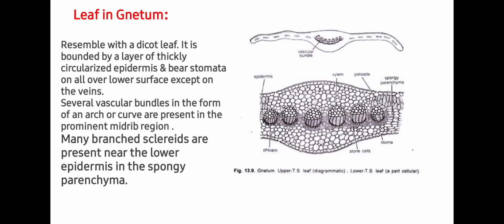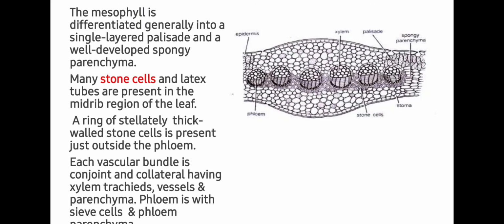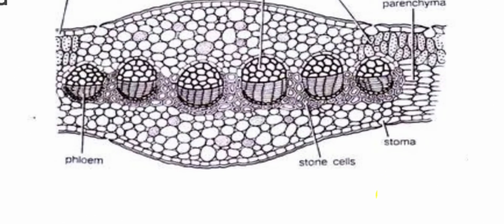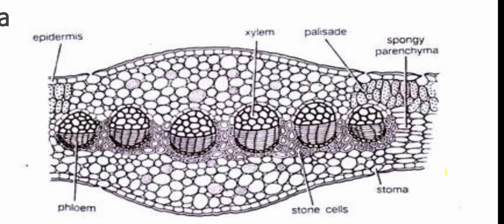If we talk about the anatomy of leaf in Gnetum, it totally resembles a dicot leaf. It is bifacial and vascular bundles are restricted to the midrib region and they are represented by an arc. Many branched sclereids are present near the lower epidermis in the spongy parenchyma. Mesophyll is differentiated generally into a single palisade layer and well-developed spongy parenchyma, as you can see here.